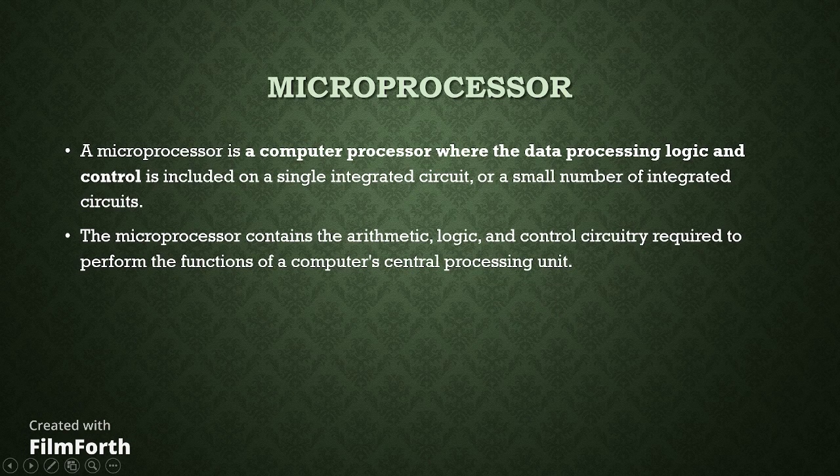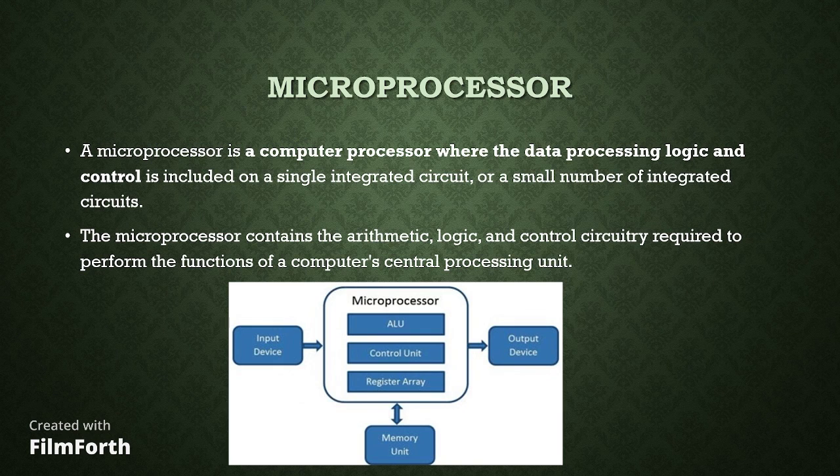Microprocessor. A microprocessor is a computer processor where the data processing logic and control are included on a single integrated circuit or a small number of integrated circuits. The microprocessor contains the arithmetic, logic and control circuitry required to perform the functions of a computer's central processing unit. The microprocessor consists of the ALU, that is the arithmetic logic unit, the control unit, and the register array. This is the block diagram.